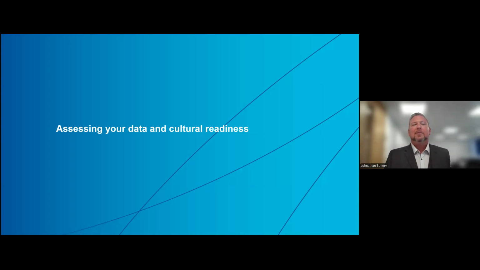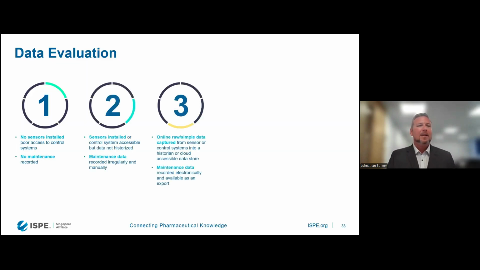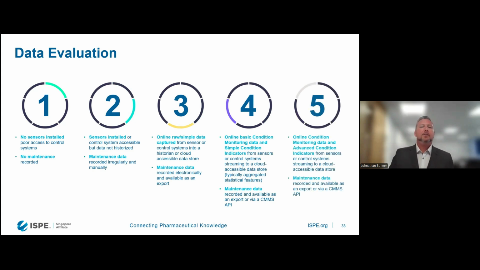So we can run through a bit of a process together. Let's assess your data and cultural readiness, because these are two aspects which are extremely important in any project. So we start off with the data evaluation. We've got 5 categories here, 1 to 5. 1 being no sensors installed, poor access to control systems, and no maintenance recorded. Your ranking of 3 would be online, raw, or simple data captured, potentially from systems, or you have some access.